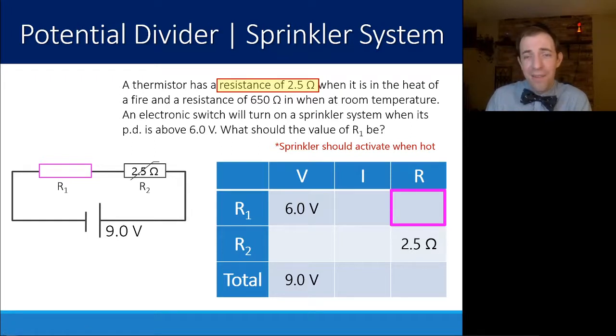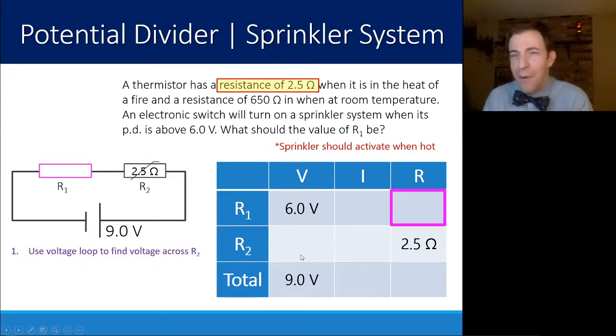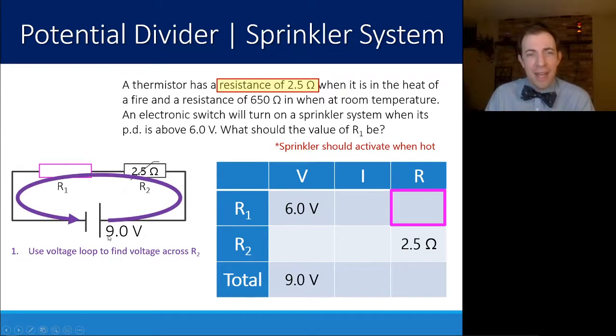Now there are a few things I need to do to get all the way to R1. First, I can use a voltage loop to figure out the voltage across R2. Any time I am missing one, I can always find the missing one in a column or a row. So here I know that 9 volts is supplied. R1 dissipates 6 volts of that because of the electronic switch measuring 6 volts. So the only thing left now is 3 volts. Next, I can calculate the current through R2. Current is just voltage divided by resistance. 3 divided by 2.5 is 1.2 amps.